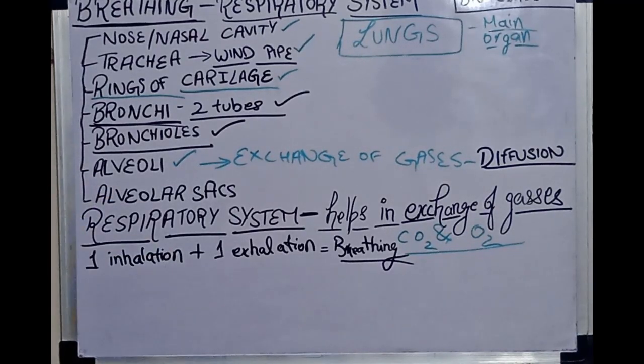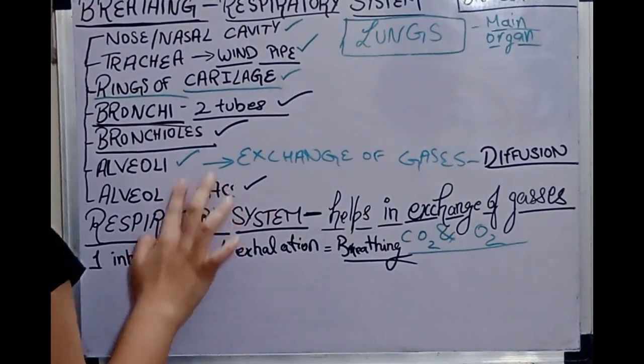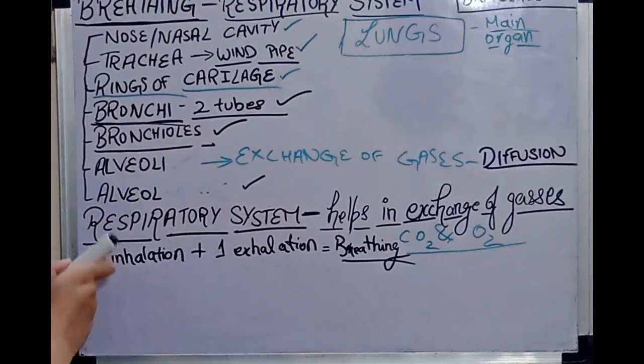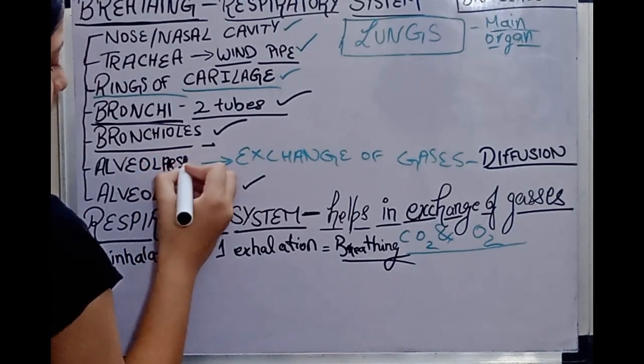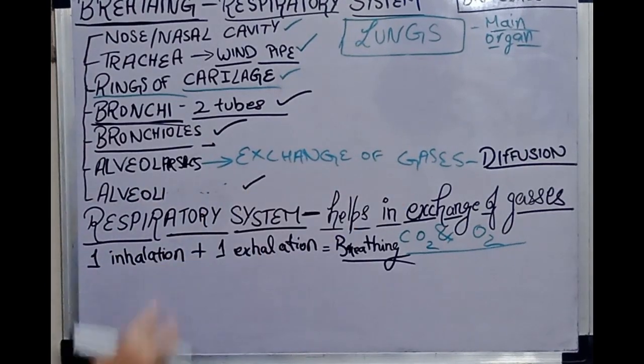So what about alveolar sacs? Are you getting this question or not? I am getting. I really do. So the alveoli, that is further divided into alveolar sacs. Just a second. I'm very sorry, I made a mistake here. It got reversed. Let me correct it. I don't know why it's feeling like that. Alveolar sacs have exchange of gases due to diffusion, and alveolar sacs are further divided into alveoli.